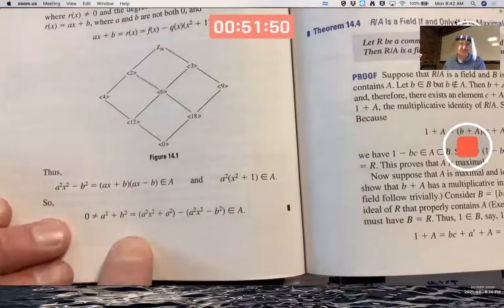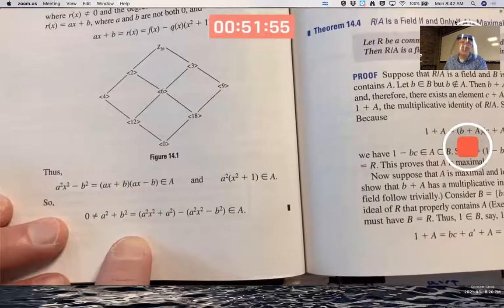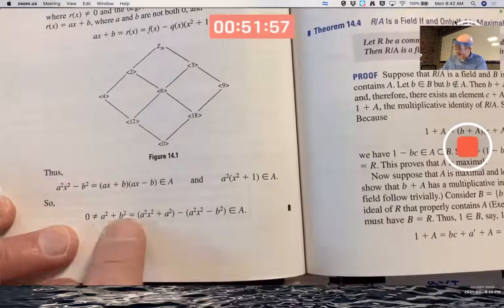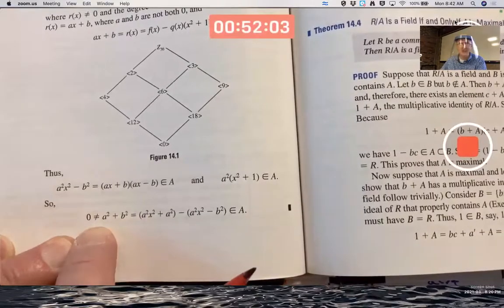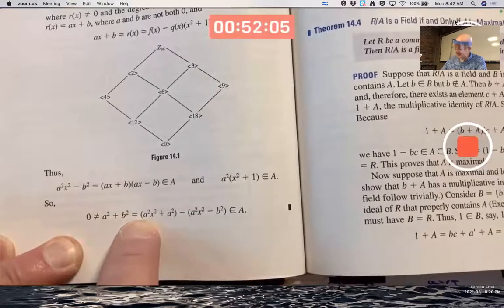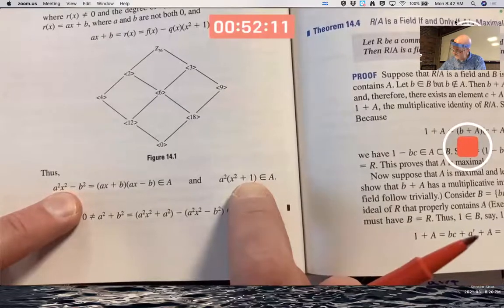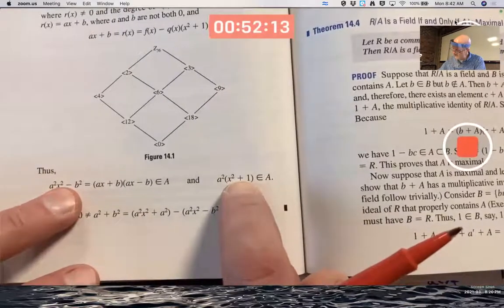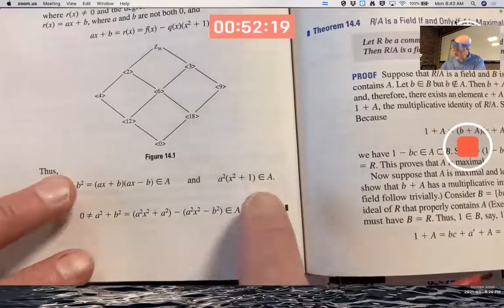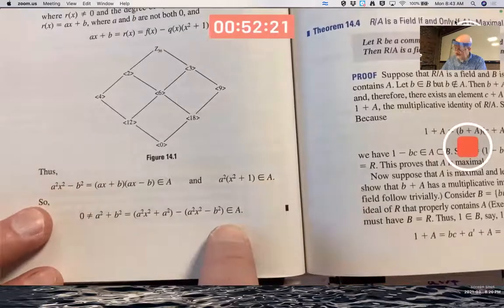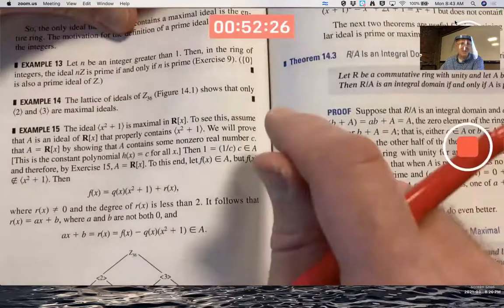The answer comes down here. Evidently, whoever first thought of this, whether it was the author or somebody else, just had to do a bunch of experimentation. A squared plus b squared, which is a non-zero constant polynomial, because either a is non-zero or b is non-zero, does equal the difference of these two things. This one minus this one. You can check that that works. The x squared terms cancel. And both of those are in A, and therefore their difference is in A. So this non-zero number is in A. And that's what they wanted to show. That's the claim.